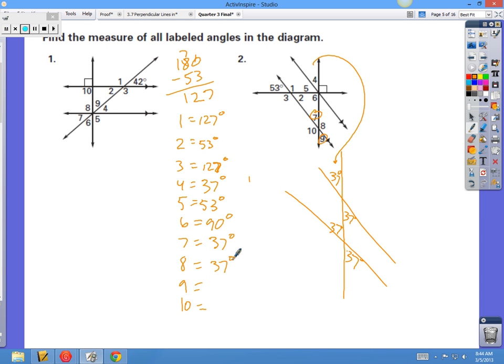Okay, the other ones, 9 and 10. I think I wrote that in the wrong spot. Okay, so 9 is going to be 37 degrees. I got to find 8 and 10. I got to find this one and this one. And they're going to be supplementary to 37. So if I take my total of 180 degrees on a straight line, subtract 37, I am going to get 143. So 8's got to be 143. 10 has to be 143.